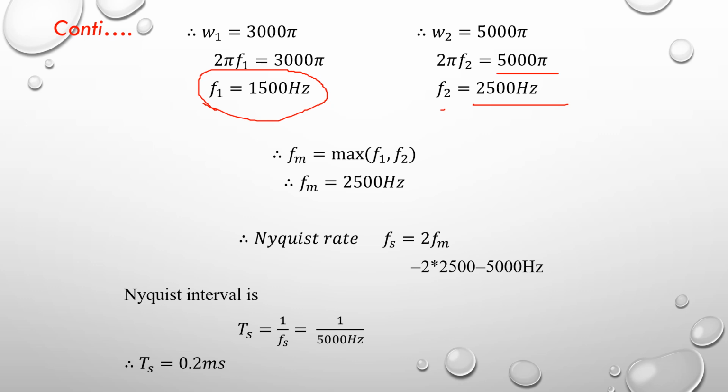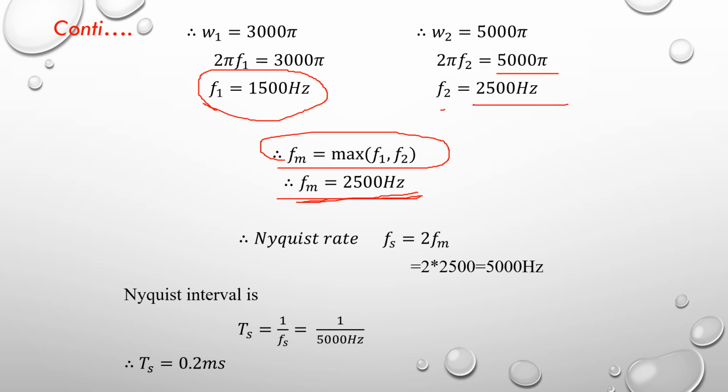Therefore, F maximum is equal to the maximum of F1 and F2. So we have two frequencies. F1 is equal to 1500 Hz and F2 is equal to 2500 Hz. So here the F maximum value is equal to 2500 Hz. Using this frequency, we have to find out the Nyquist rate and Nyquist interval.